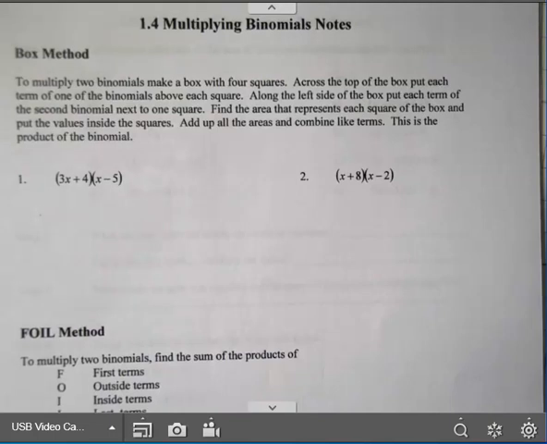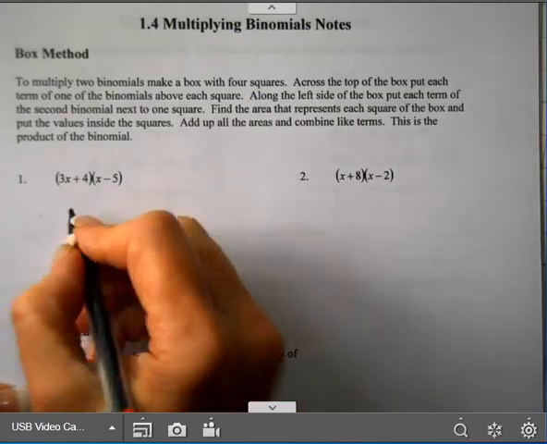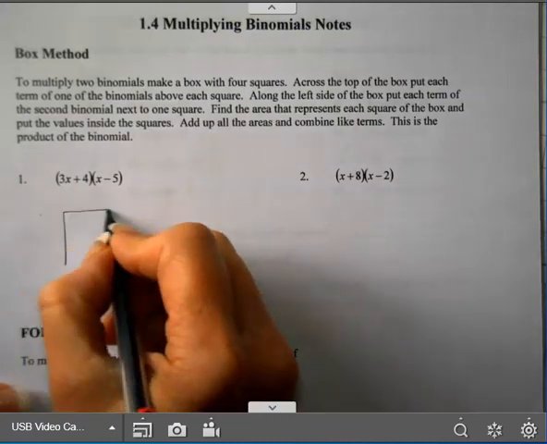We're going to multiply binomials. I'm only going to do the box method in this first video. To multiply two binomials, you're going to make a box with four squares. So for the first one, I'm going to make a box with four squares.